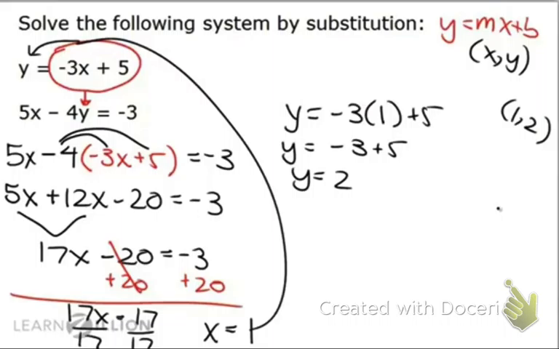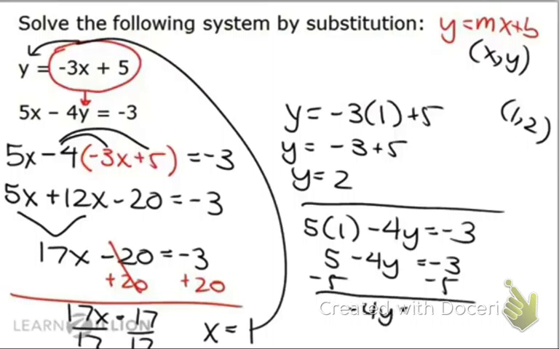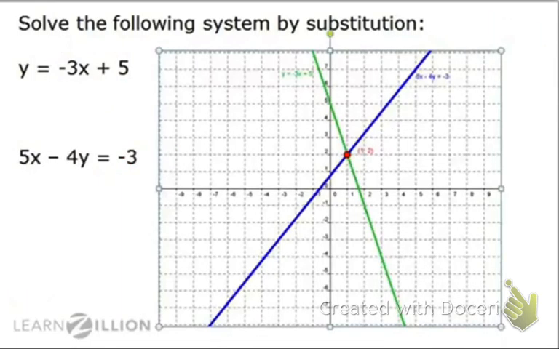Now, if you want to, we can actually substitute it in for the second equation. Let's just try it to show you that it works no matter what equation you use. Again, substitute 1 for x over here. 5 minus 4y equals -3. Subtract 5. Negative 4y equals negative 8. Divide by negative 4, and y equals 2. So again, it doesn't matter where you plug in, it works for both of them.